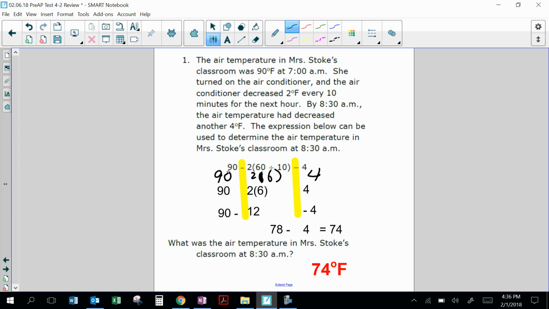So we have 90 on the left term. We have 2 groups of 6 in the middle term, which is really 12. And then we have 4 on the right term. What am I going to do with the 90 and the 12? Subtract, which you get 78. Then you subtract 4, which is 74. So what was the temperature at 8:30 a.m.? 74 degrees. So you will need to know how to solve order of operations.